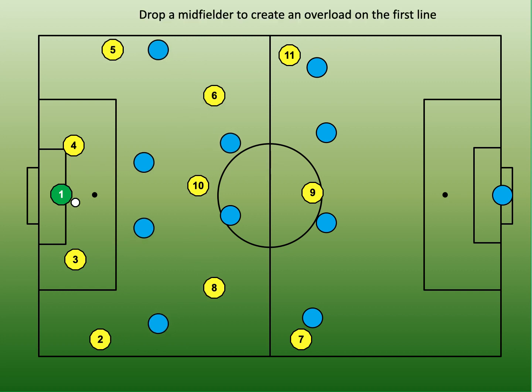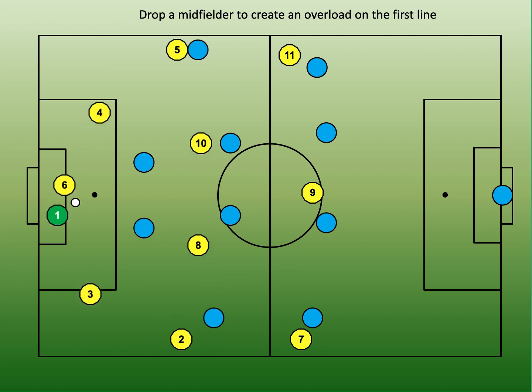The third thing I might say is to drop a midfielder to create the overload in the first line. So if we drop our 6 here, our 2 other midfielders influence their centre midfielders, and our 2 centre-backs can push wider.